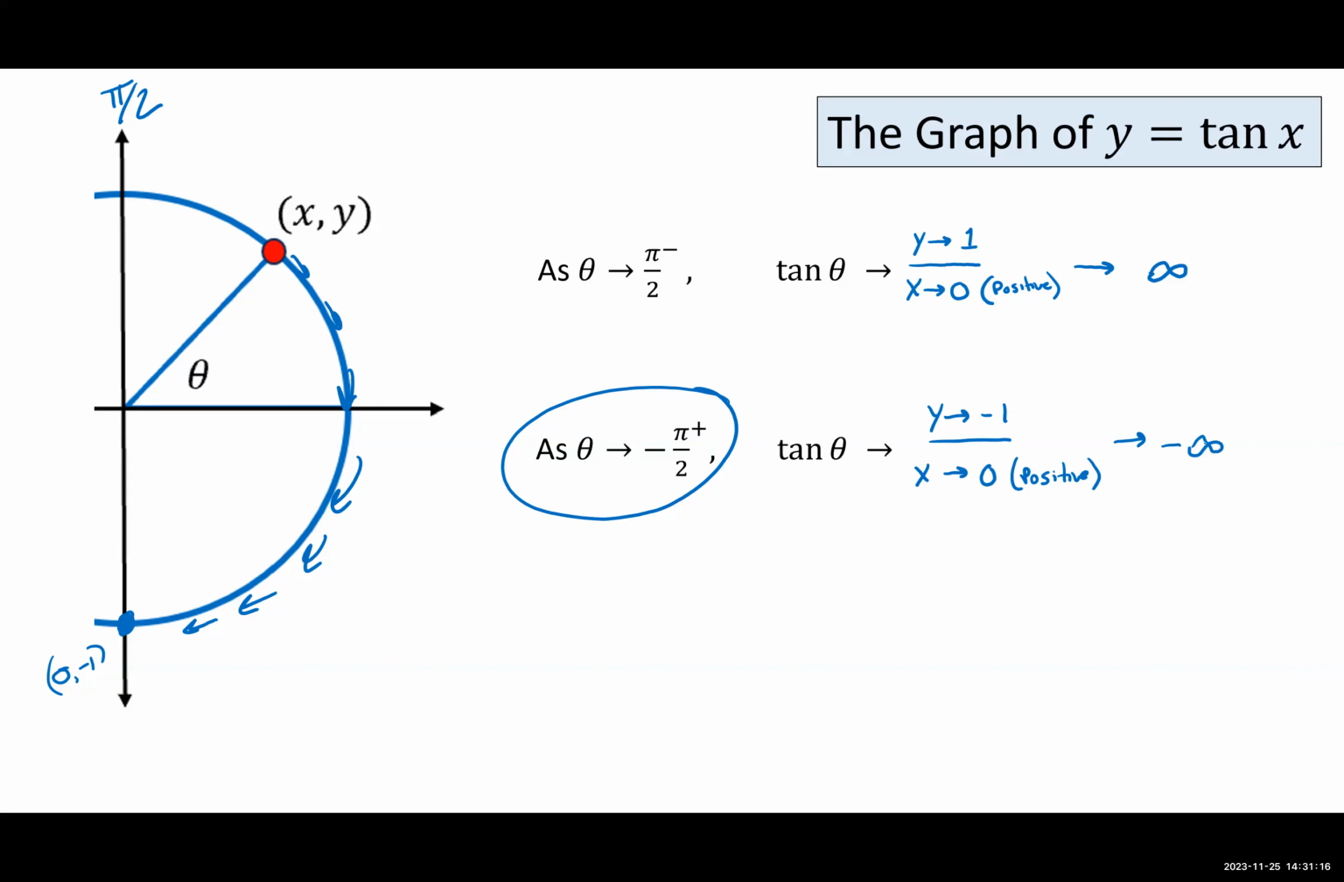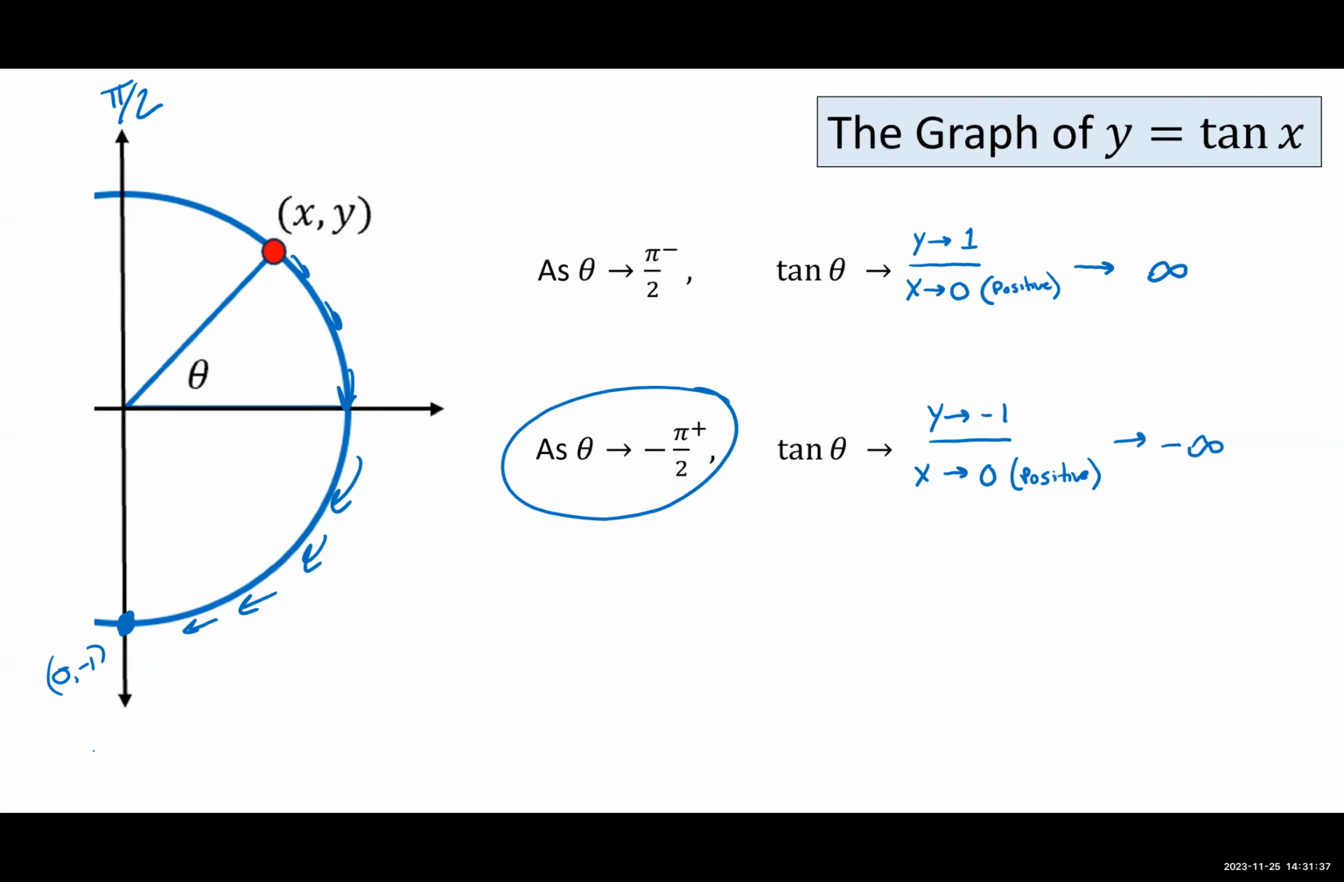So we've talked about this before when we discussed rational functions, the behavior at the asymptotes. At a vertical asymptote, as the graph gets closer to it, the y values are either going to go up to infinity or down to negative infinity.